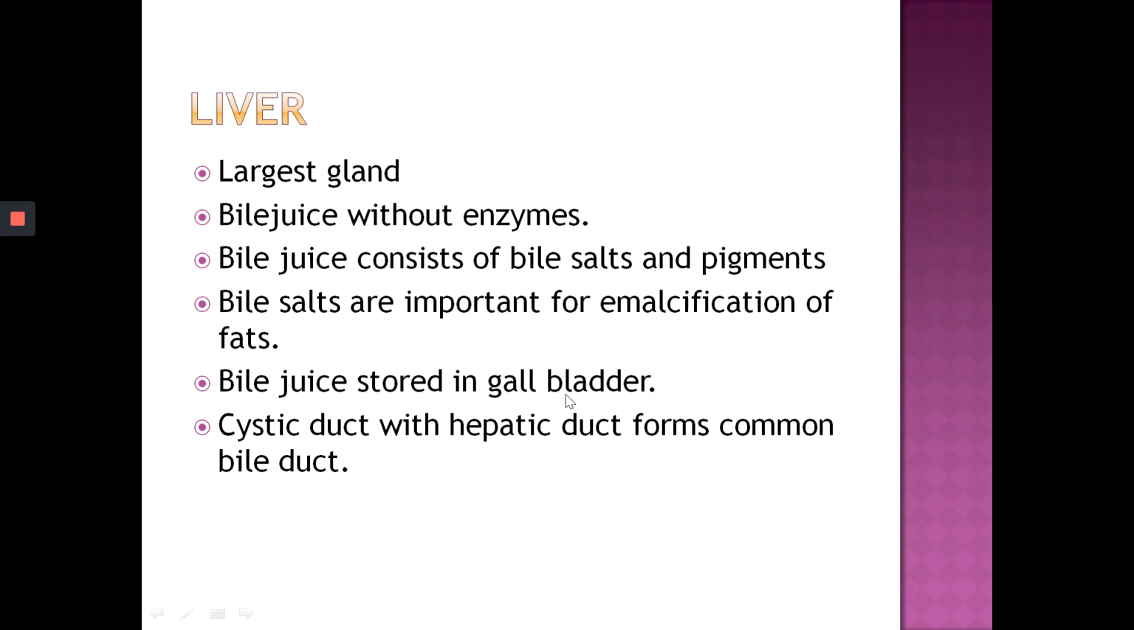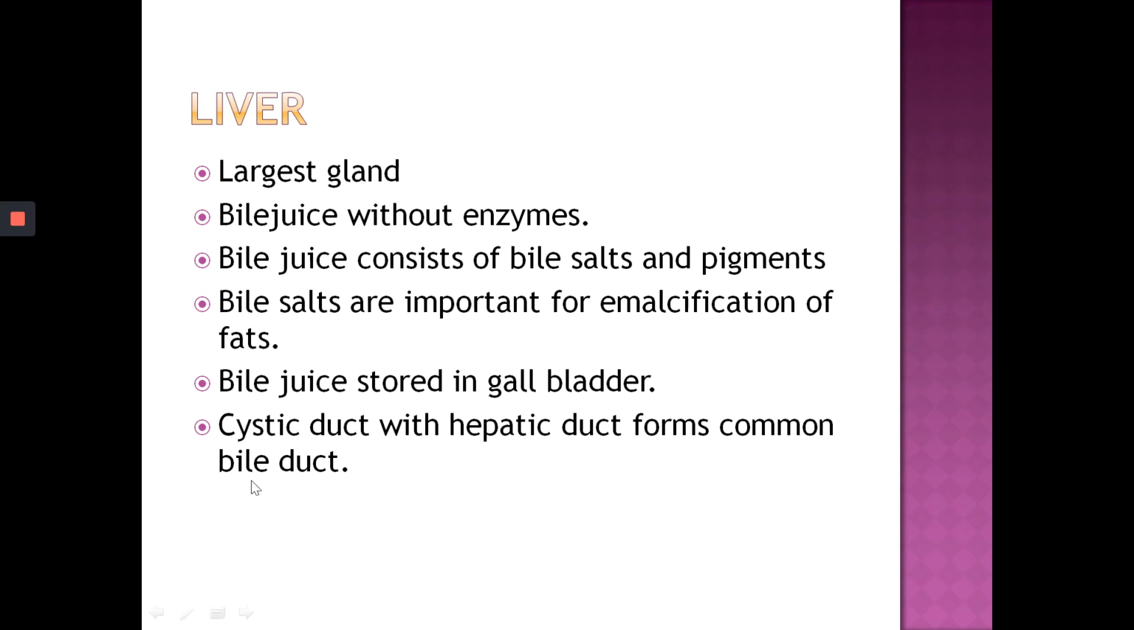The duct that arises from the gallbladder is the cystic duct, and all the small ducts from the hepatic cords are united to form the hepatic duct. The cystic duct from the gallbladder and the hepatic duct together form the common bile duct. This common bile duct joins with the pancreatic duct from the pancreas and forms the hepatopancreatic duct, which ultimately opens into the duodenum.